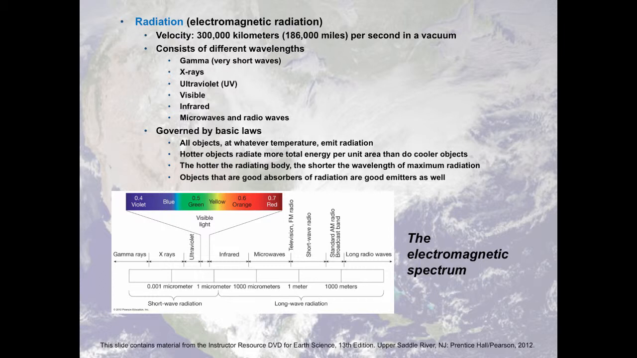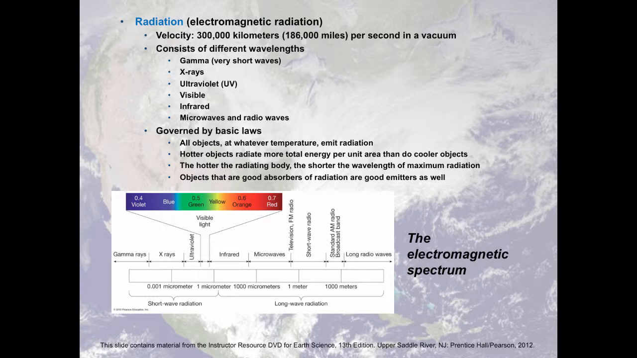Now, radiation moves at the speed of light. Light is radiation, or what we think of as light, which is really visible light, a small section of the electromagnetic radiation spectrum. The speed of light is 300,000 kilometers per second in a vacuum, or 186,000 miles per second in a vacuum. That's very, very fast. And a vacuum means a space where there are no other interfering molecules. Outer space is the closest thing we have in our universe to a vacuum.